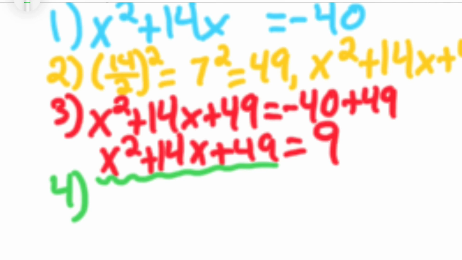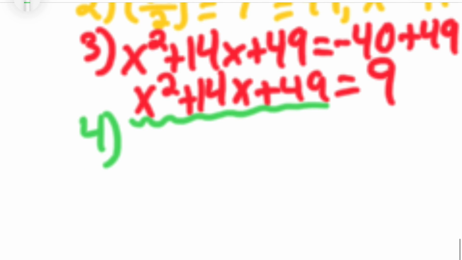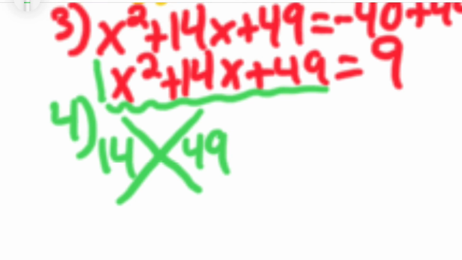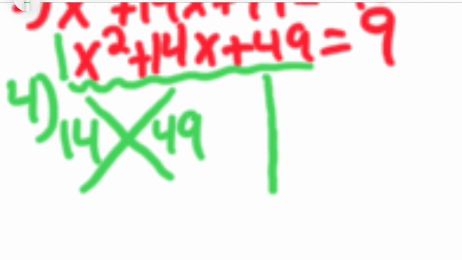In step 4, we're only worried about our left side and we want to factor it. Again, to factor, especially using the big X method or the slide and divide method, you have to first factor out any GCF. In this case, we do not have a GCF. We also have to ask ourselves, does A equal 1? Yes, A equals 1. So we can go straight into our big X method. So we're working with 14 as our B and 49 as our C. So let's go down the line.